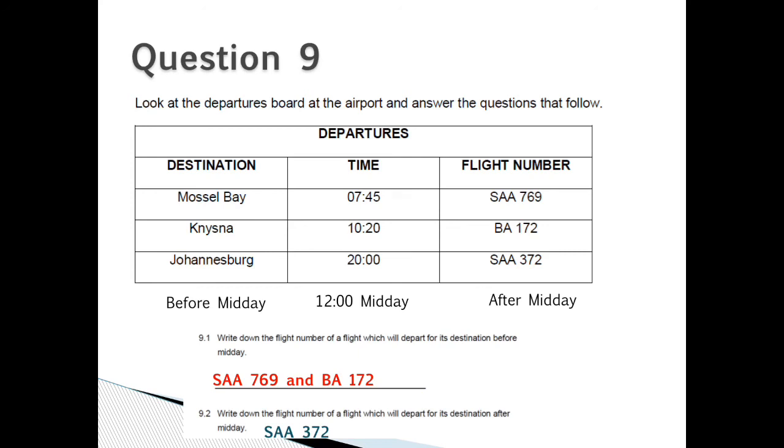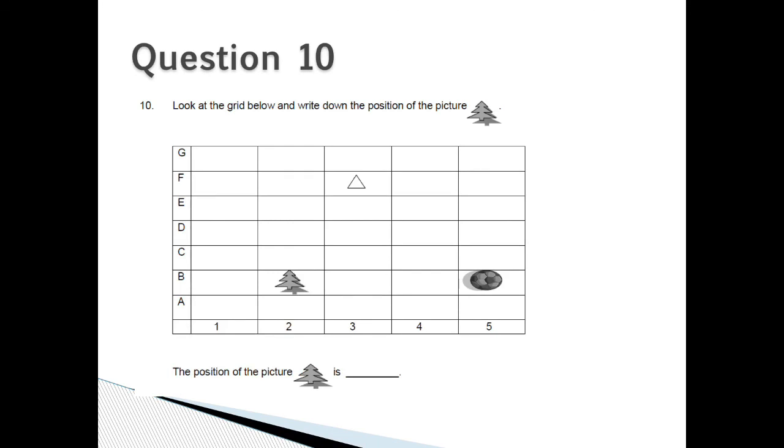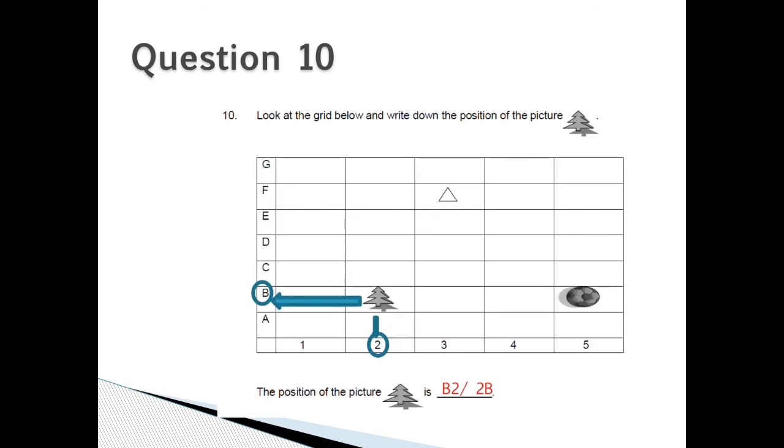That is to Johannesburg. Look at the grid below and write down the position of the picture. It is the picture of the tree. The position of the picture tree is what? When determining the position on a grid, you look at the letters and the numbers. You see where the item is, and then you work out in which line both the number and the letter is. So in this case, we've got B2 or 2B for the position of the tree.